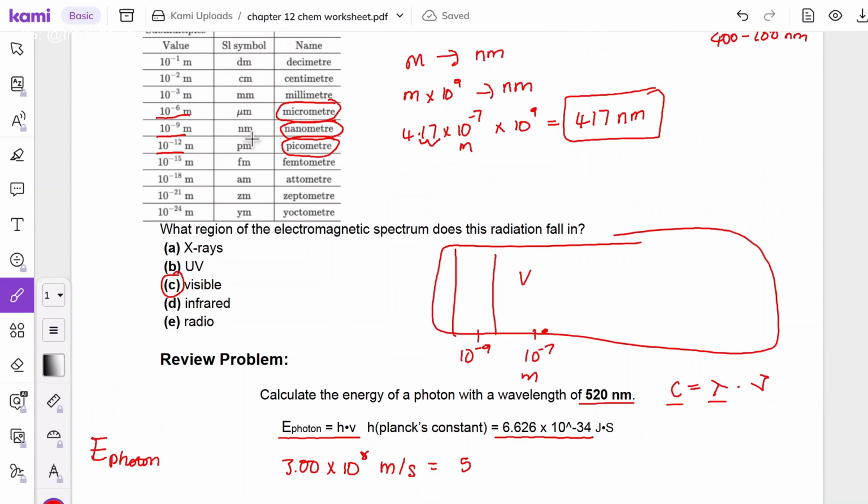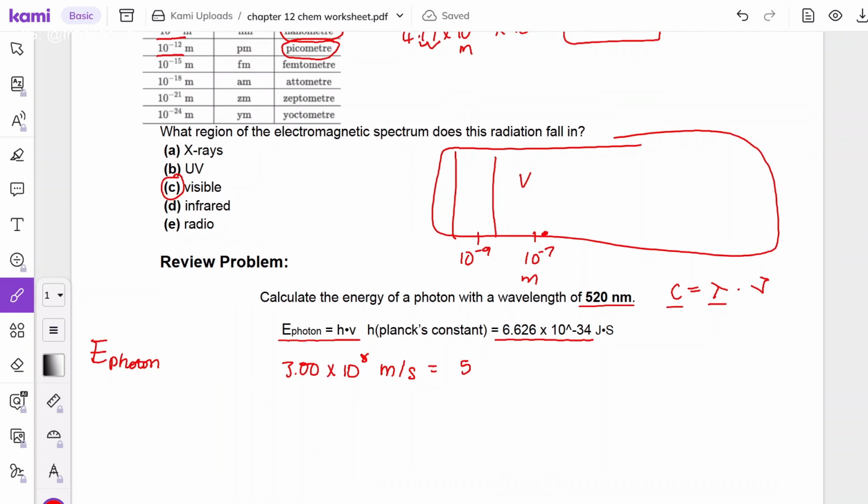And from this chart as well, we have to multiply by 10 to the negative 9 to convert to meters. So that's going to be 520 nanometers times 10 to the negative 9 meters. This becomes 5.2 times 10 to the negative 7 meters. And we can now use it with this, so the units align.